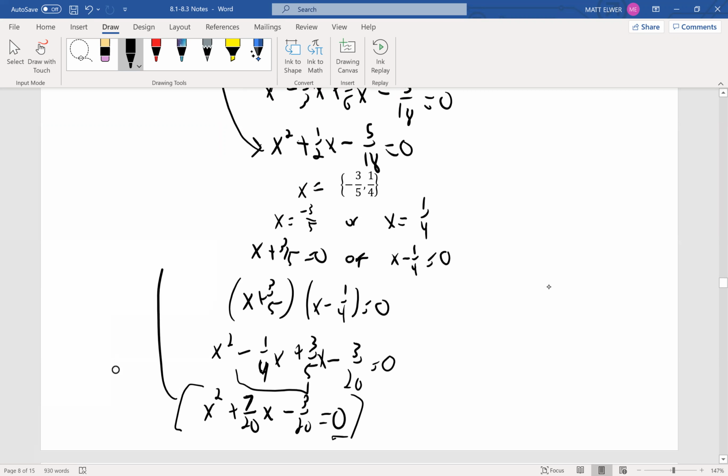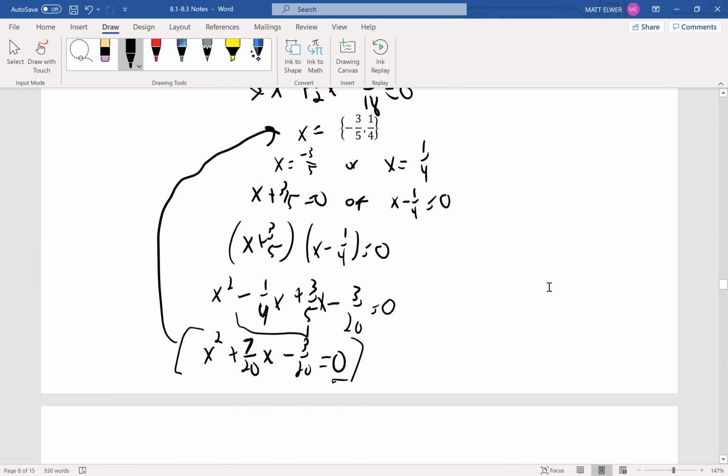So just remember what we're answering. We're finding a quadratic equation where the two roots of this equation are negative 3/5 and a positive 1/4. An easy way to check that, remember, would be to use the quadratic equation.